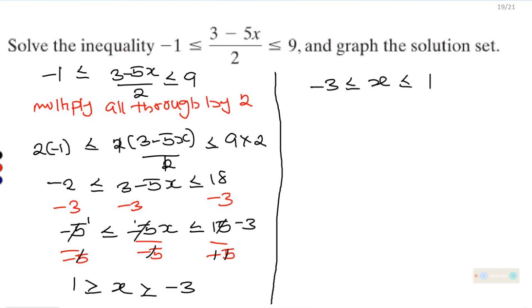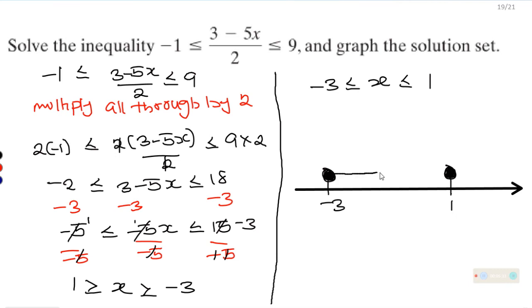1. Okay, and the number line can be given in form of this. Minus 3 is somewhere here, 1 is somewhere here. So we have closed at each end. The inequality is closed, so we shade the circle. And then we join them together because they are compound, and then we write the inequality on expression here, and this is x.